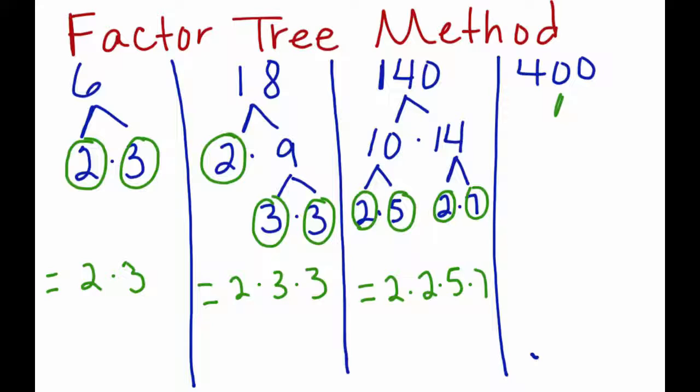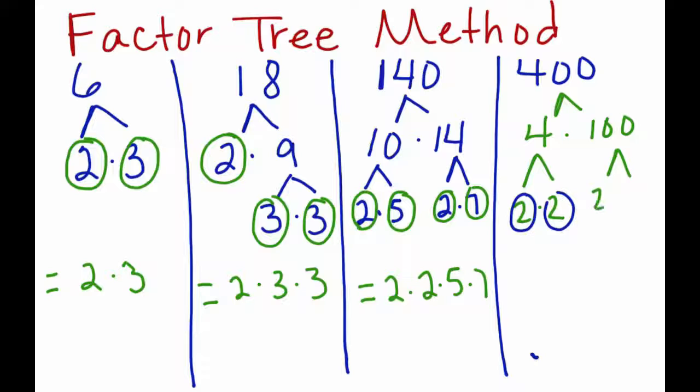400. I could have 2 zeros, so I would do 4 times 100. Okay, and then neither one is prime, so 4, I can break that down to 2 times 2. We were reversing colors here, huh? And then 100 is 2 times 50. Circle 2 as my prime number, and then 50 I can do a 2.